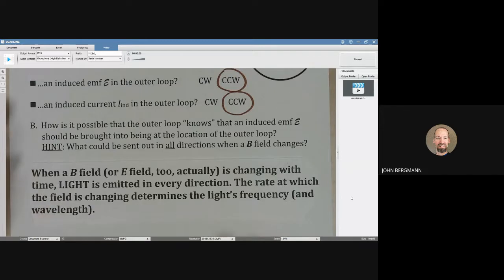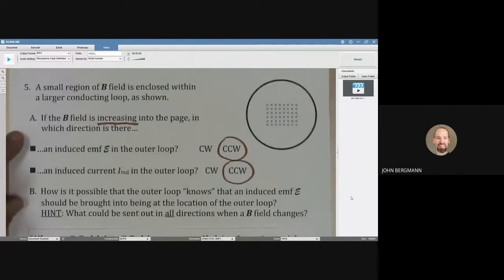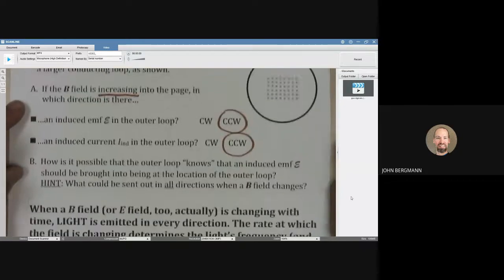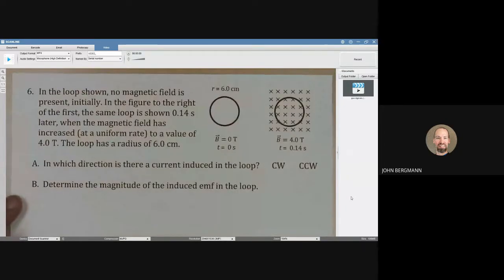But basically, you might have wondered, I'm okay with doing Lenz's law, but how does this outer loop know that something funny is going on in the middle? It's because light is being emitted. Let's try one more problem here.